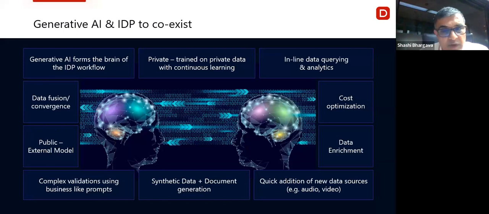Cost optimization is going to be a feature which is going to be part of the IDP. Internally, you need to be aware of the cost of every call you're making to the generative AI platform and getting the output. Data enrichment is another thing. So far, what we have seen in the IDP is people go for whatever data is available on the document given, extract it from there.